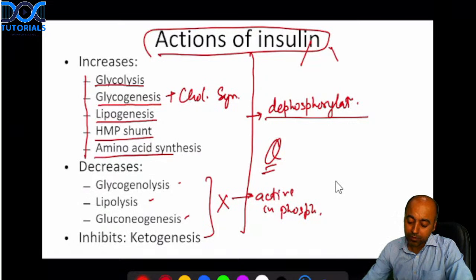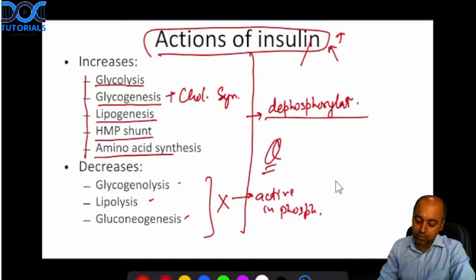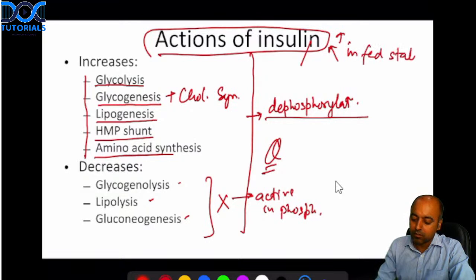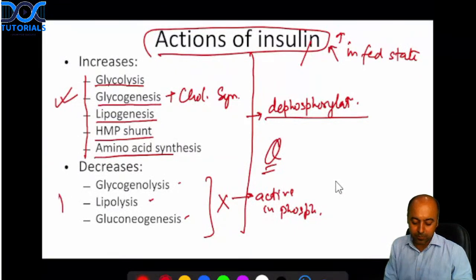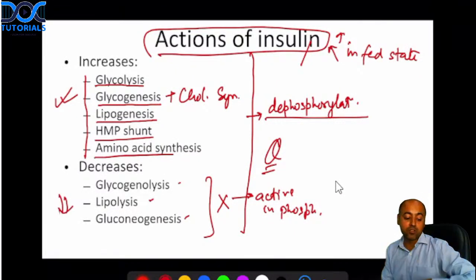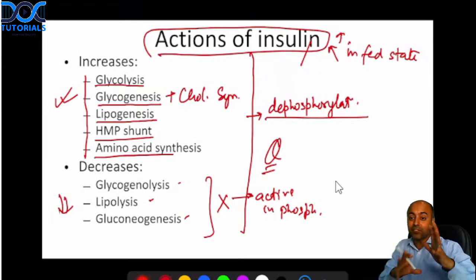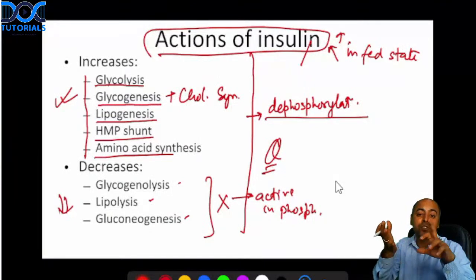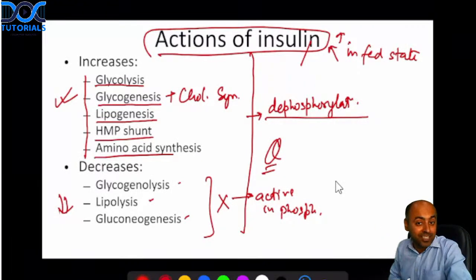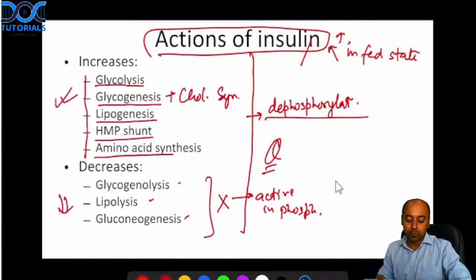Last thing, remember, insulin is increased in the fed state. So when the fed state is there, insulin will be increased. So these pathways will be upregulated, these pathways will be downregulated. So again, you get the answer for another question. What happens in the fed state? What happens in the fasting? Okay, so from one slide we have answered 4 questions: insulin glucagon ratio, actions of insulin, what happens in phosphorylated state, which enzymes are active in dephosphorylated state, and what happens in the fed state or the fasting state. So just by one slide we are able to answer multiple questions.